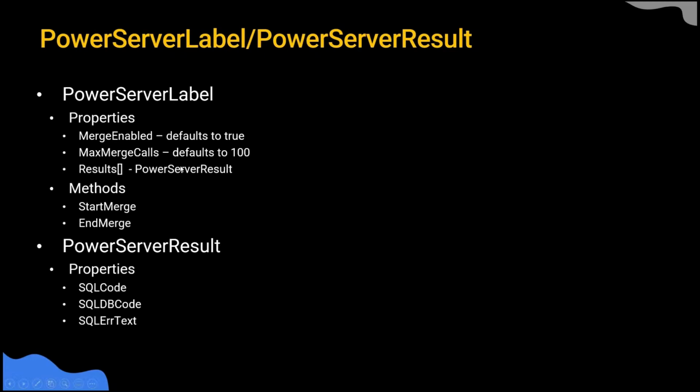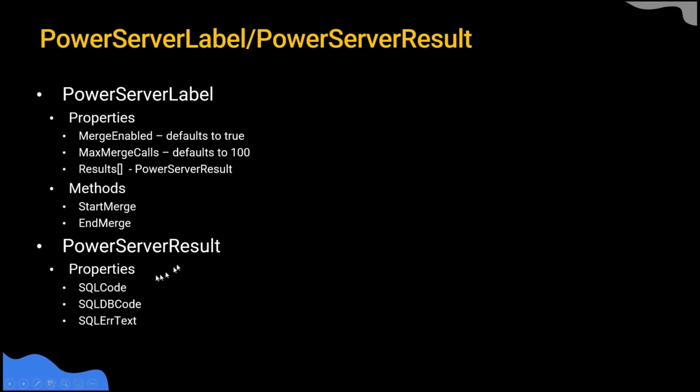There are some properties on the PowerServer label object: merge enabled and max merge calls. We don't necessarily use those, they're just information. The main thing we might want to look at is the results array, which is an array of this PowerServer result object, which is the other new object. The methods on the PowerServer label object are start merge and end merge. Those are the two main things we're going to use.